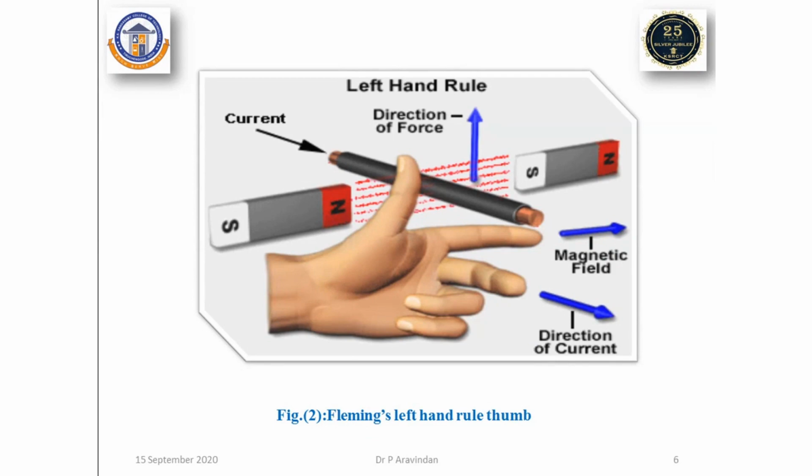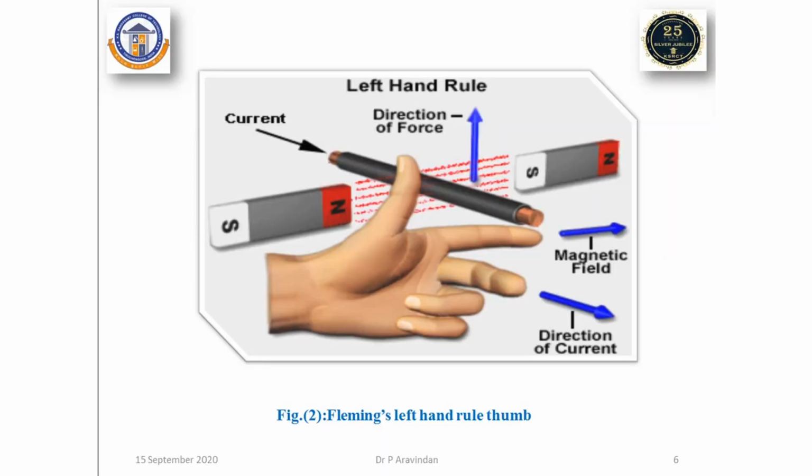To understand that concept, we must recall Fleming's left-hand rule. We can also say Fleming's left-hand thumb rule; both are the same. When we place a current carrying conductor in a magnetic field, the conductor will experience a force. Our objective is to find in which direction the force will act on the conductor. That is very, very important.